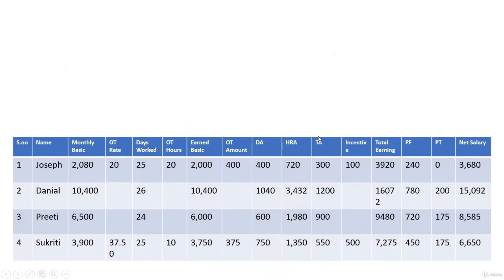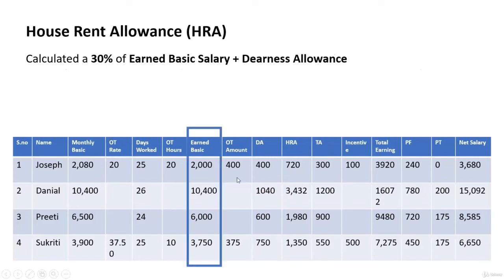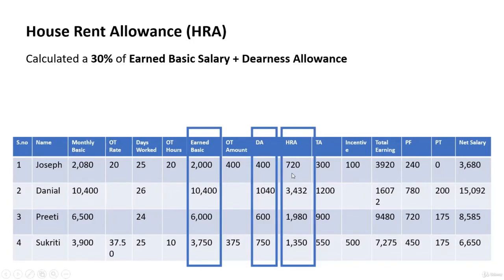Now, moving forward, we come to the house rent allowance, which is calculated on the basis of their earned basic salary and the DA. So HRA will be calculated as 30% of the earned basic salary plus DA. Here, we will first of all add them together to get 2,400 rupees, and then we'll calculate 30% of this amount, that is 2,400. So we'll reach the value of 720. And like this, we have calculated for Daniel, Preeti and Sukriti as well.